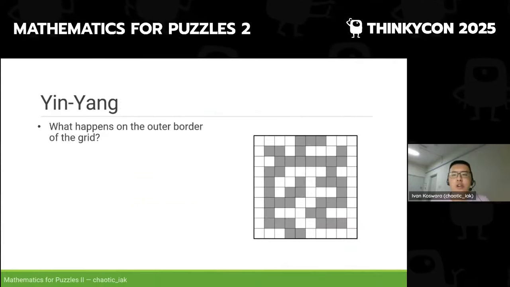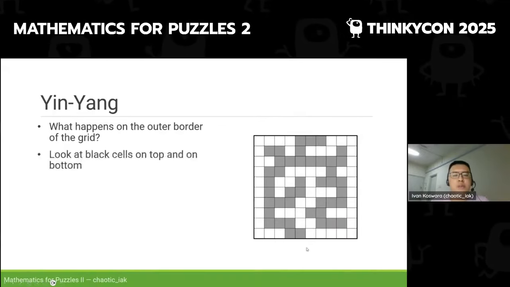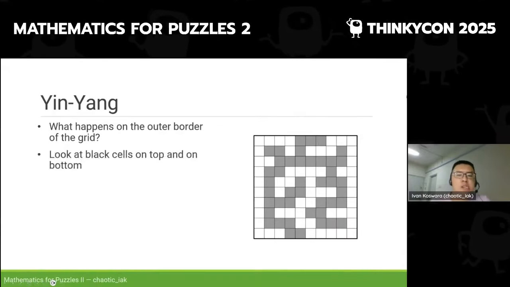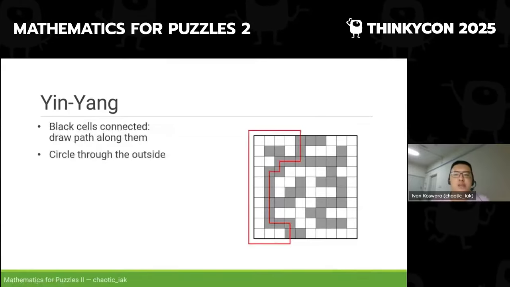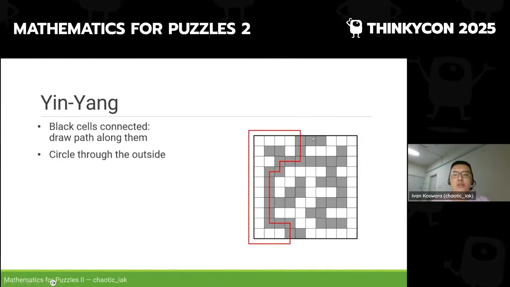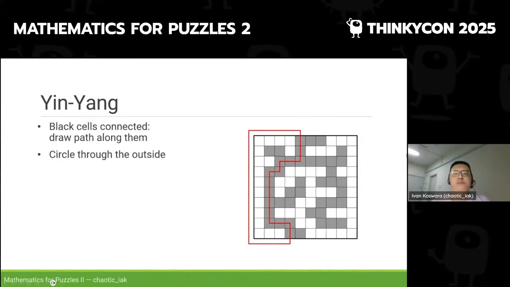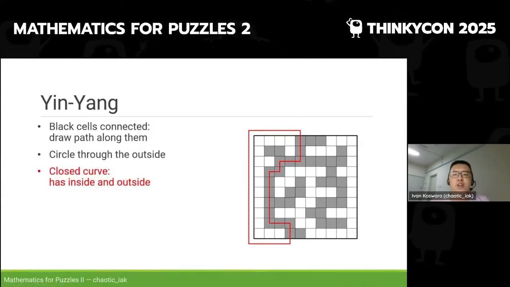Let's take a look at the outer border of the grid here, and here we have some black cells on top and some black cells on the bottom. Again, the black cells are connected. We can draw a path along them. And now we circle through the outside, because this is on the edge of the grid, and this is on the edge of the grid, we can connect them outside. And again, a closed curve has an inside and an outside. So the white cells are going to be separated.